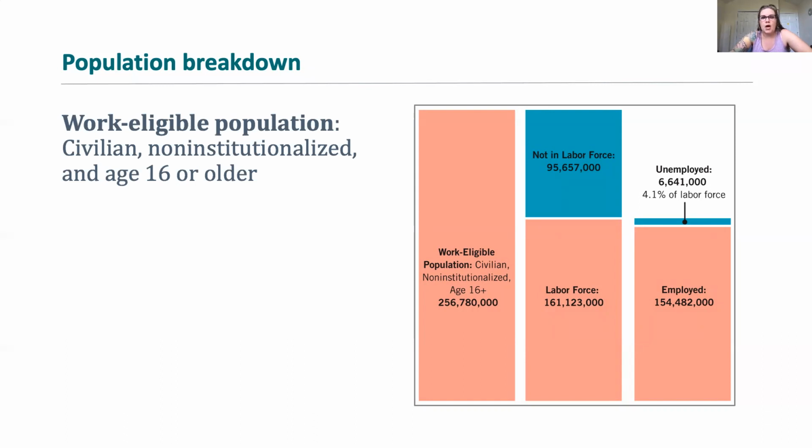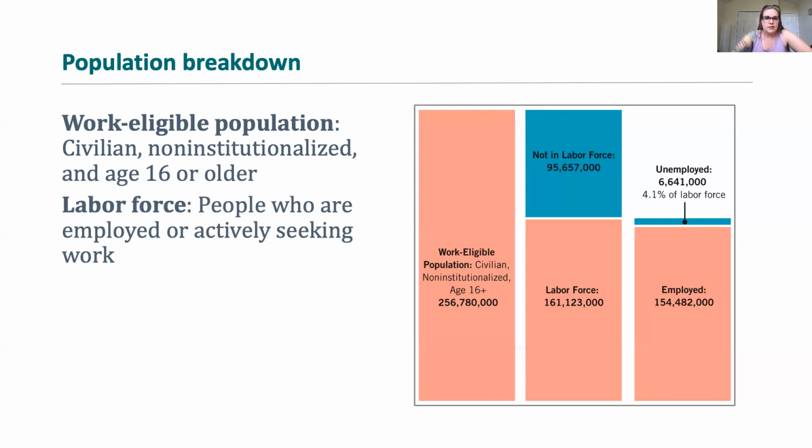Within the work-eligible population, there are people who are in the labor force and people who are not in the labor force. Those in the labor force are the people who are working or actively searching for work. The others, and this accounts for just 25% of Americans. So if you think of all the people who are eligible to work relative to the size of the total population, it's about 25%.